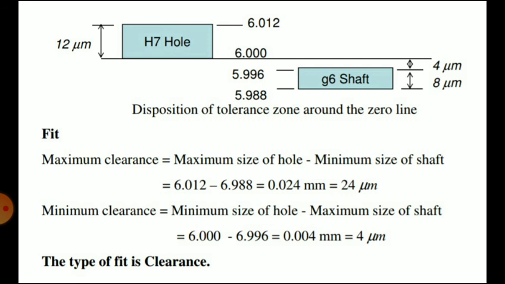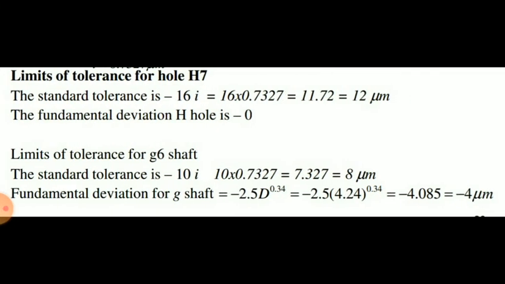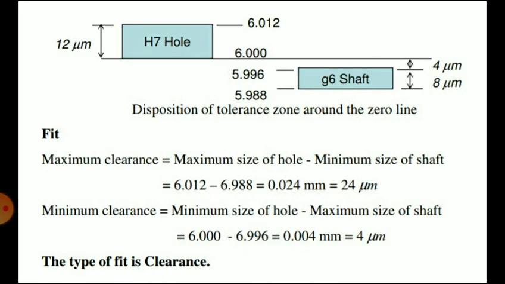Now you can see this for the shaft. So the fundamental deviation for G shaft is calculated, as you see at the bottom, as minus 4 microns. So it is below the basic size or the zero line, and below that you can find out the size of the upper limit of the shaft and the lower limit of the shaft. So you can see the upper limit and the lower limit, how it is calculated.